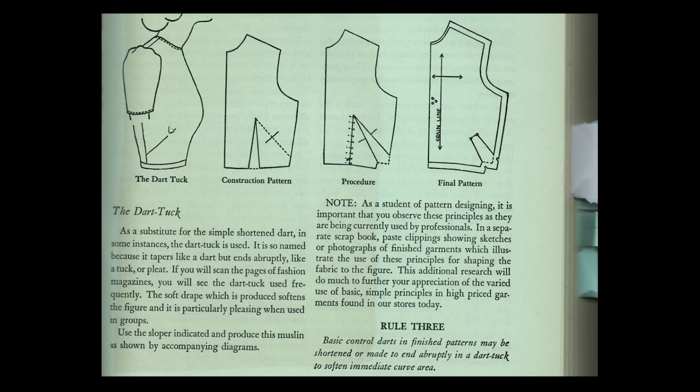Rule 3. Basic control darts in finished patterns may be shortened or made to end abruptly in a dart tuck to soften immediate curve area. A tip particularly apropos for those of you who just can't seem to get your dart points to stop puckering. Sewing the full dart is one way of controlling fit fullness, but in pattern design we can decide to use that same amount of degree in different ways when it comes time for sewing.